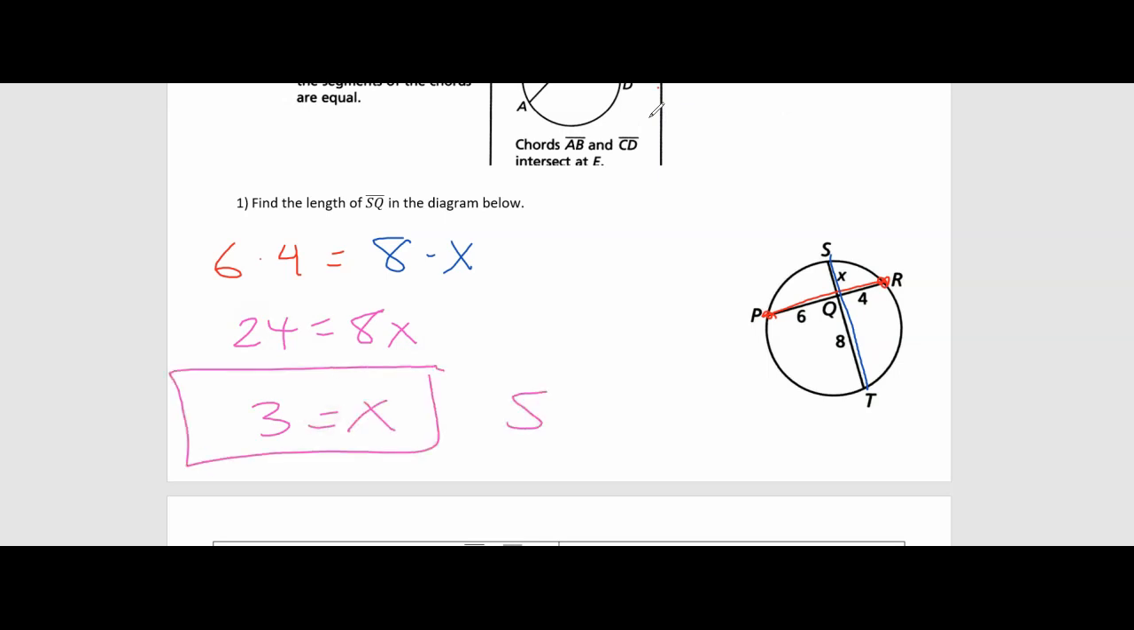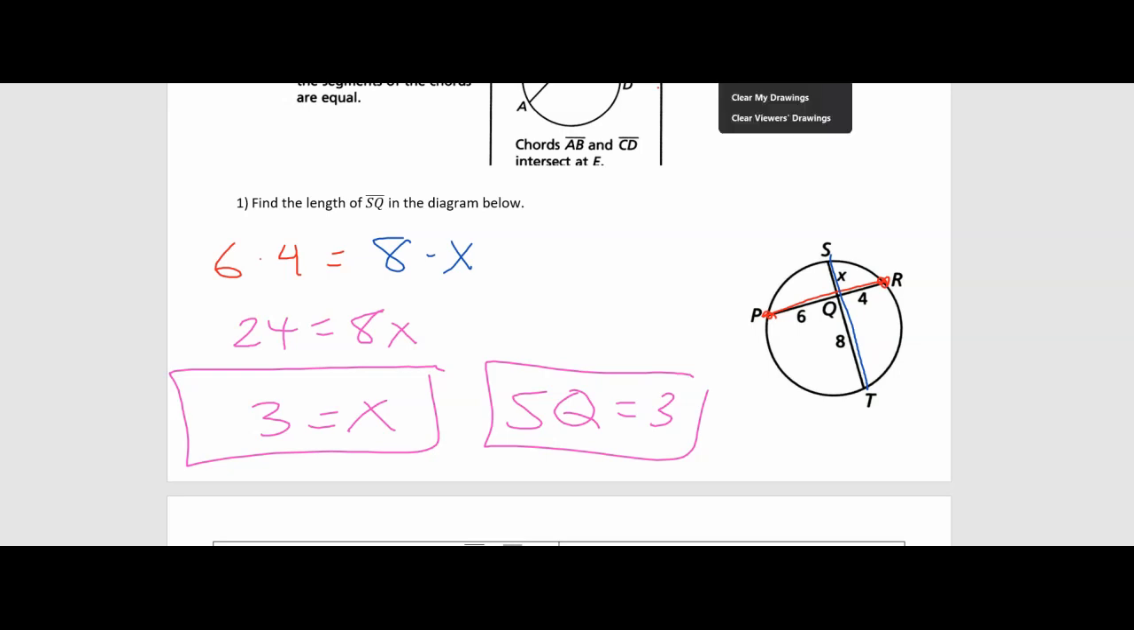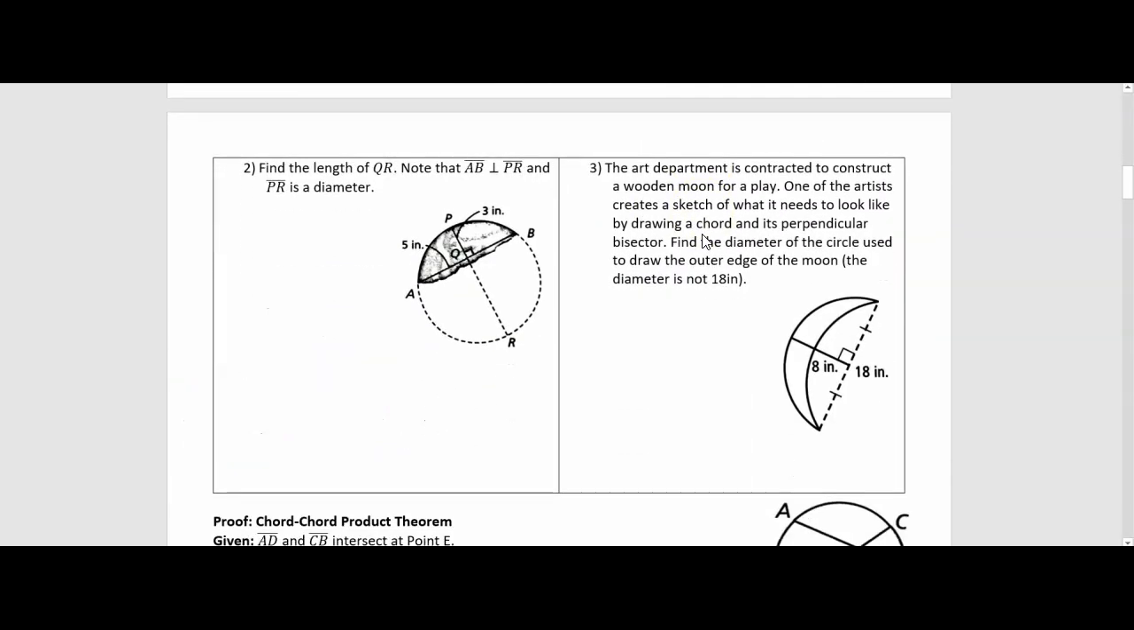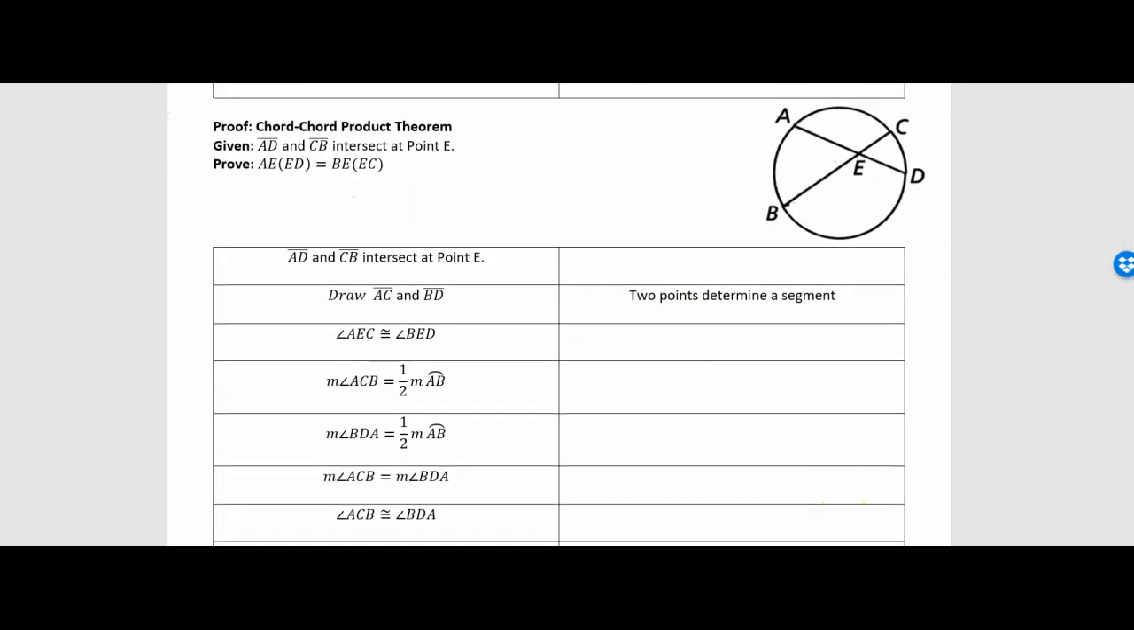So SQ is equal to 3. And of course, you can have a much more challenging diagram where this is just one of the theorems that you would need to use to find a missing segment, right? And we'll look at more of those in class, but we're just focusing on the basics right now. What I do want to do is actually go through a proof for why this works. So we're going to skip these two tougher practice problems, and we're going to go to this proof.